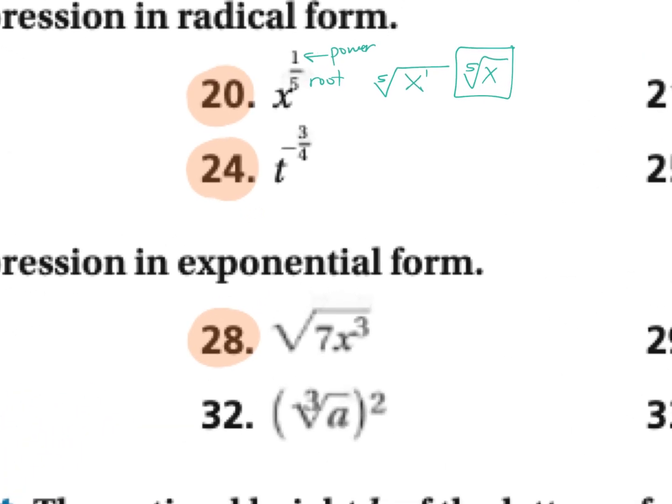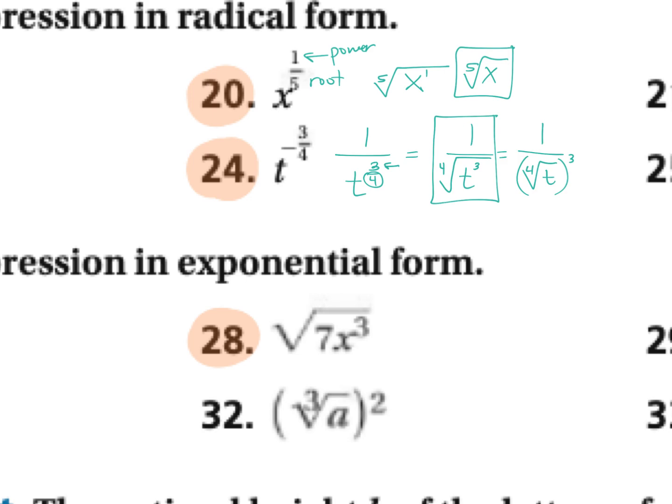24, so that's t to the -3/4 power. First of all, we don't want negative exponents ever. So when you see the negative, you're going to flip it. 1 over t to the +3/4 power, and now you can think of it as a radical. So it's still going to be a 1 on top. Remember the power, so t to the 3rd power, and this is the root, the index. So take the 4th root of that. You can write it like that, or you can write it like that. Okay, they're the same thing. I like this one better because there's less stuff there, but that's up to you, what you prefer.